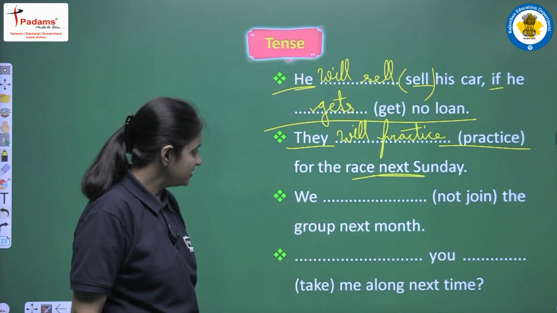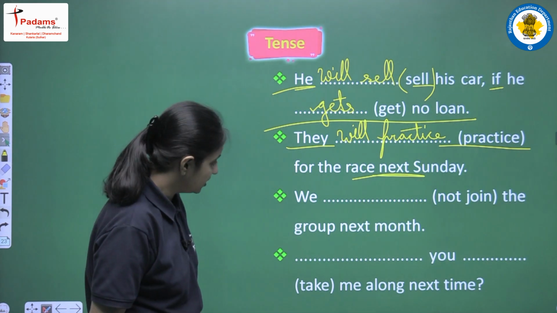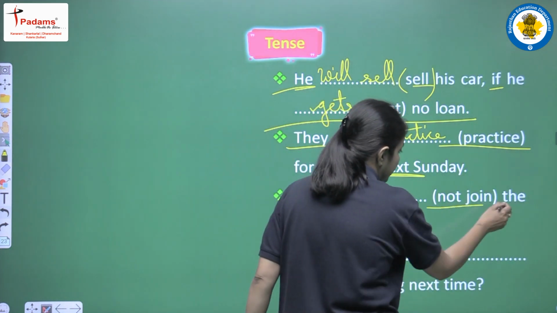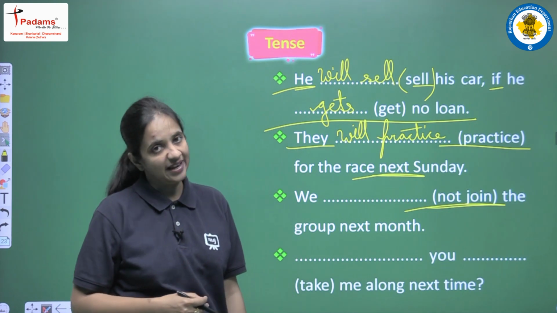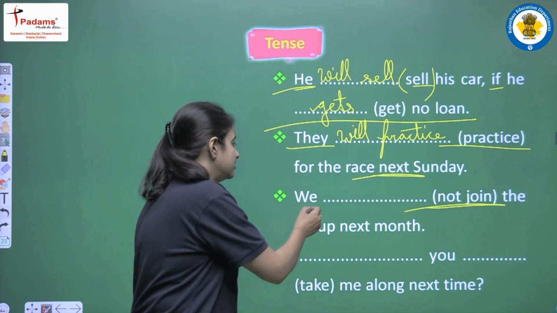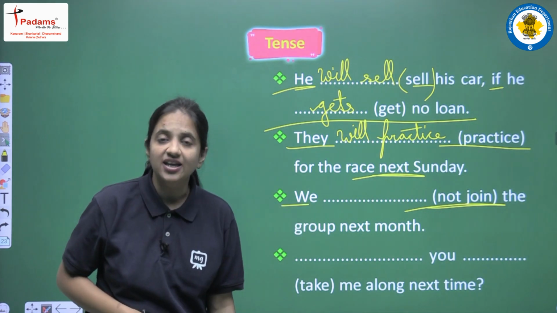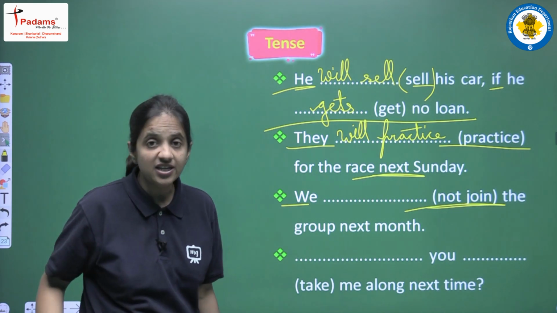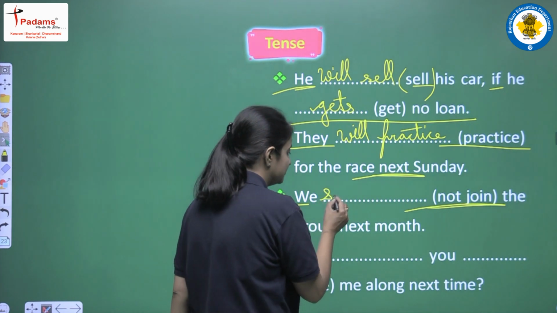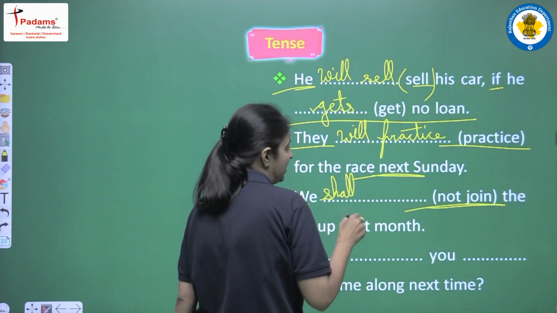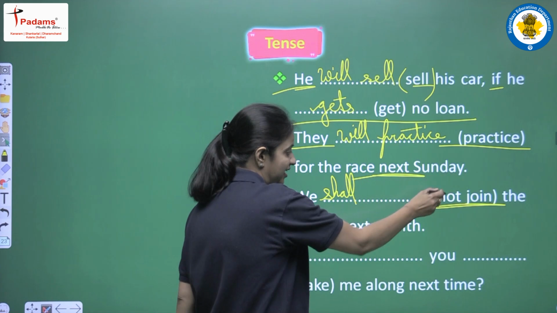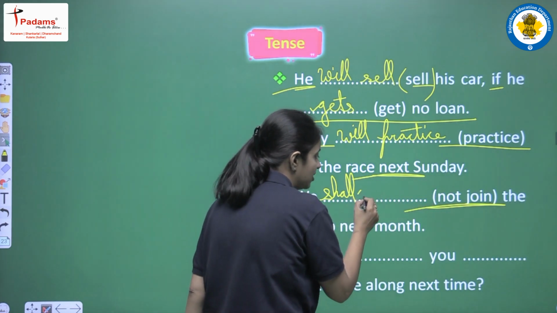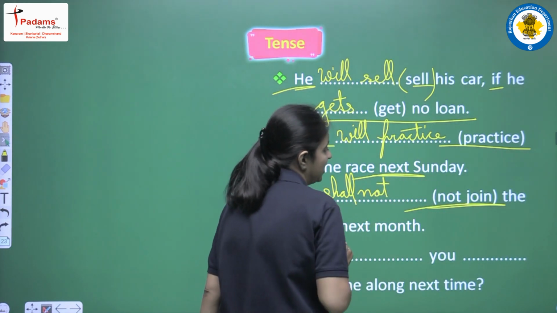Okay. Next is: we not join the group next month. So again this is a negative structure, this is a negative sentence, and as a subject we are having we. So just be very careful, if we are having I or we, then we have to use shall. We will write shall here now because it's a negative sentence. So after the helping verb we have to write not, and then the main verb.